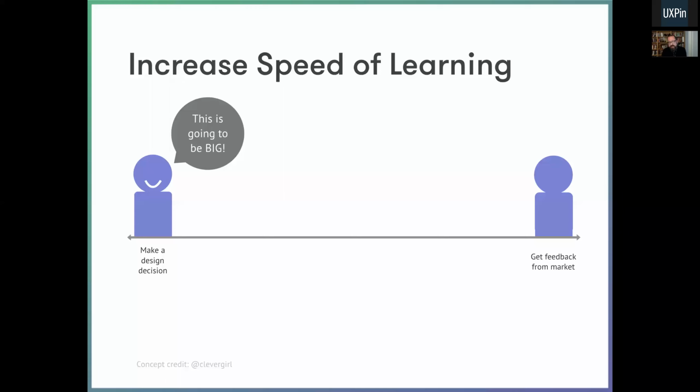And then we spend some amount of time and we build it, we ship it into the market, and we discover, look, it didn't work so well, right? Nobody used it, nobody bought it. And so this process from making a design decision to getting feedback from the market, this is inevitable. What is under our control is how long between decision and feedback.